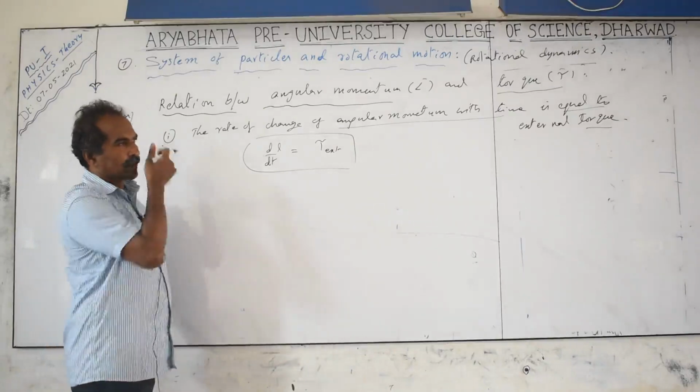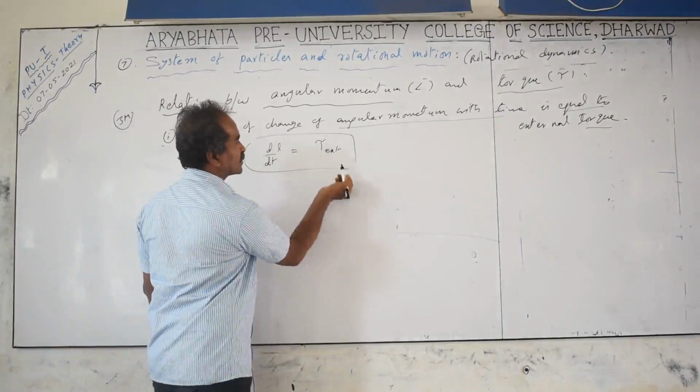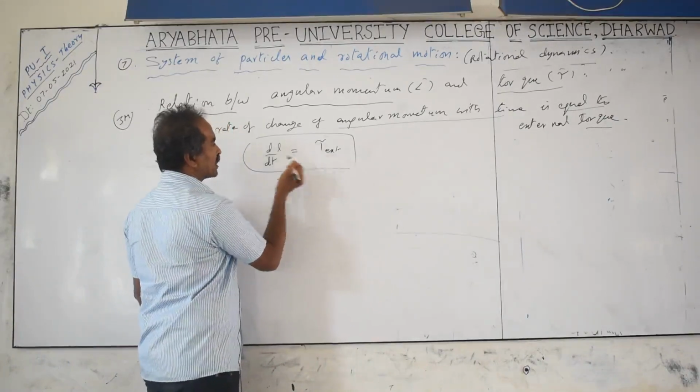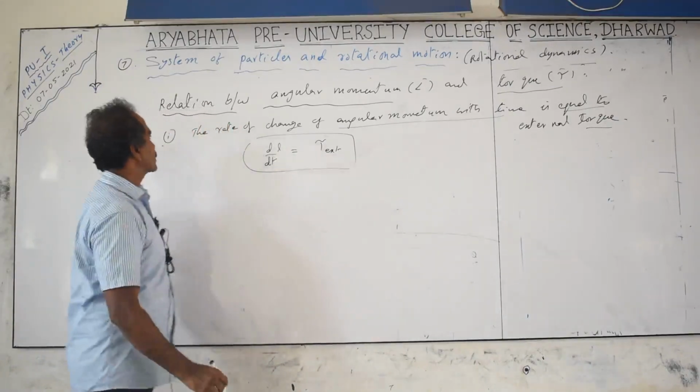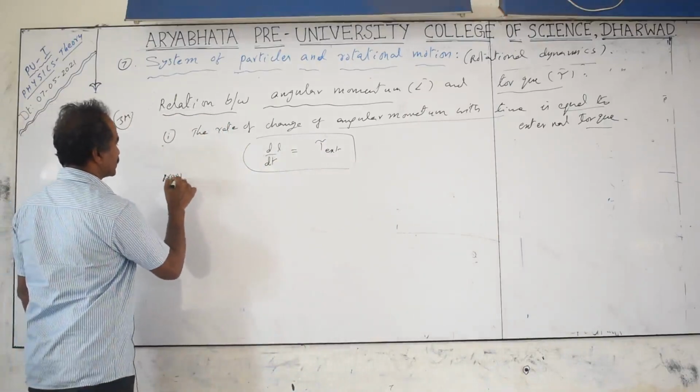If you take the linear motion, the rate of change of linear momentum is equal to external force. Wherever force is replaced with torque, wherever momentum is replaced with angular momentum. Proof for this derivation.